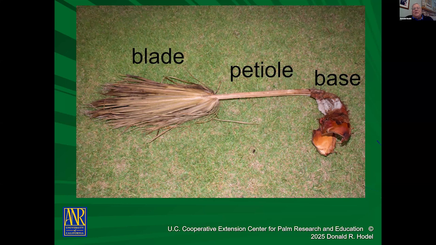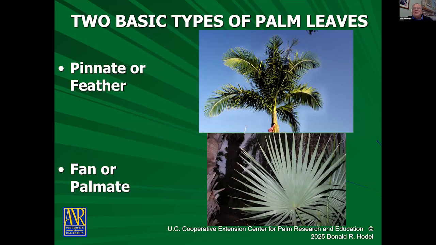So the leaf is composed of the base, which attaches the entire organ to the palm trunk or stem, and the blade on the left, which is the giant solar receptor that's spread out and open and collecting sunlight to produce carbs for the plant to grow. And sometimes there's a petiole, and that's the slender organ that connects the blade to the base. This is a Washingtonia leaf, by the way, that blew down during a rainstorm. There are two types of palm leaves. We have pinnate or feather, like in this king palm, and we have fan or palmate leaves, like in this palmetto palm.